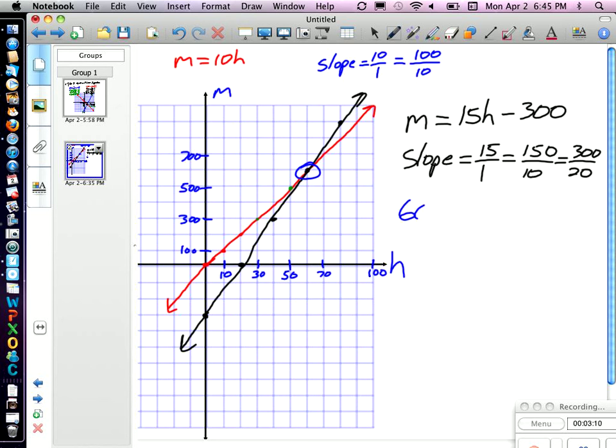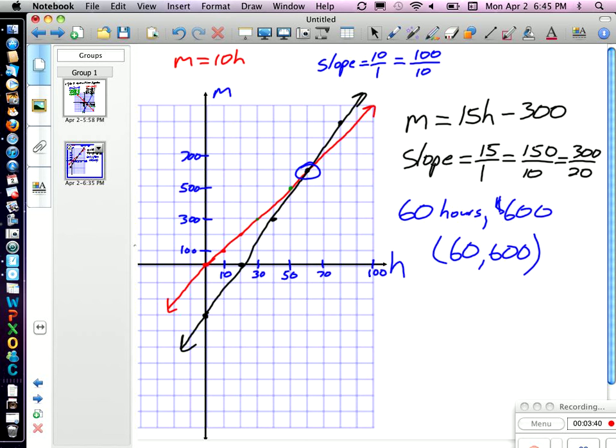So here we have this point of intersection. I'll circle it right here. It looks like it's at about 60 hours and $600. That's supposed to be a comma right there. 60 hours and $600. And so you could say 60 comma 600.